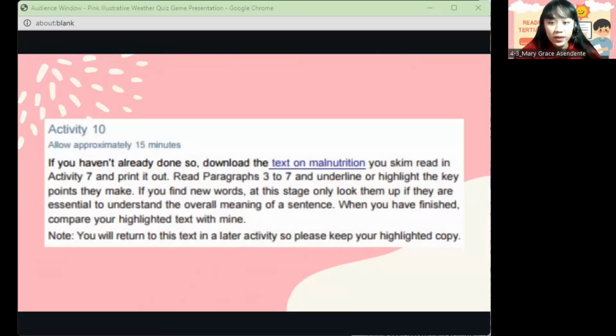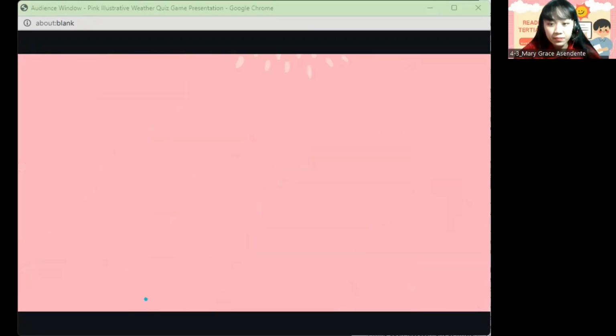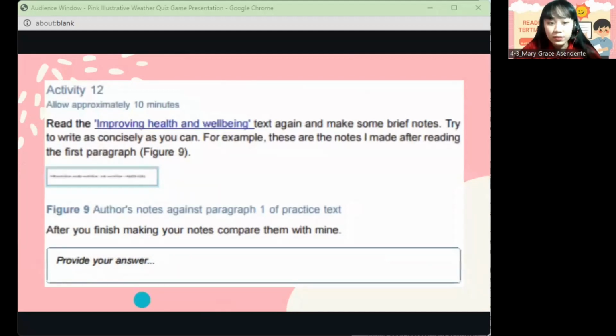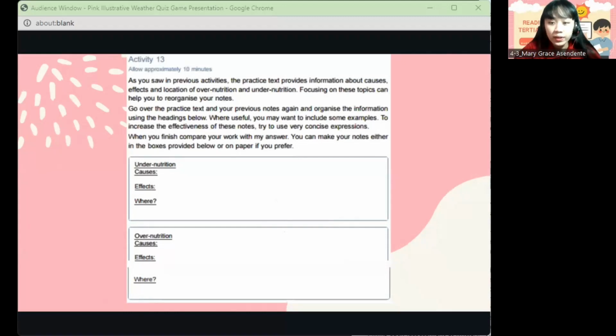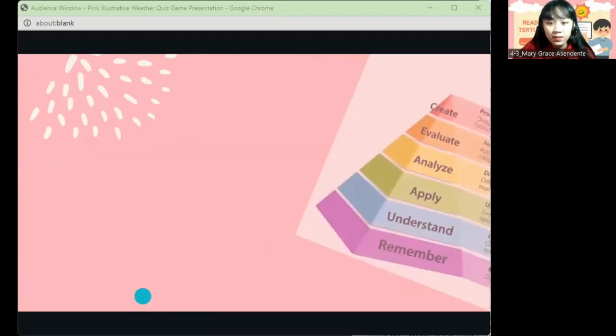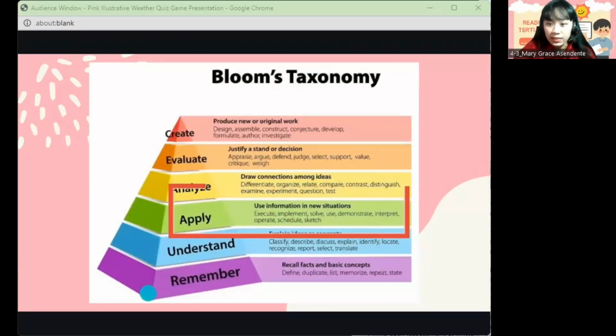Activity 10 requires the students to underline or highlight key points, while Activities 12 and 13 require the students to create a note from the reading text according to the strategies that were discussed for effective note-taking. These types of activities aim to test the student's ability to use information or skill in a new situation. It targets the third level of Bloom's taxonomy, which is apply.